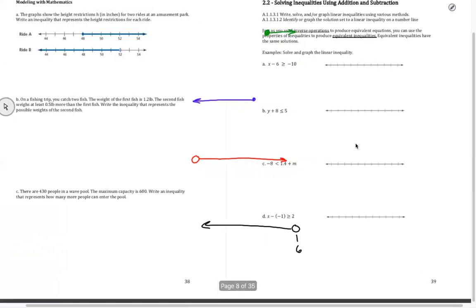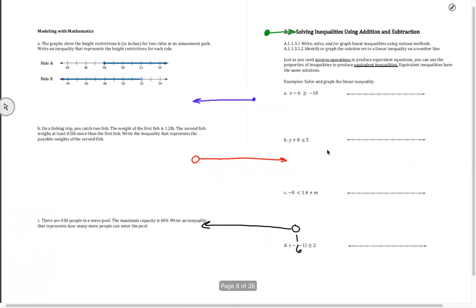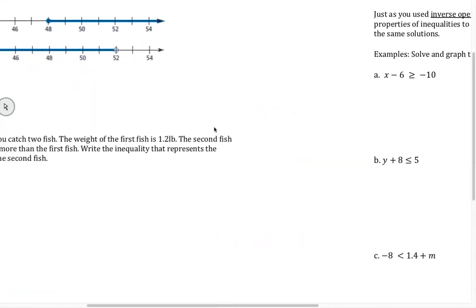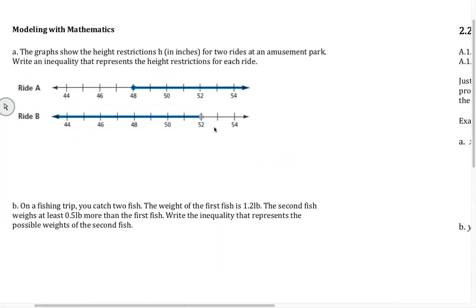All right, let's get through these problems and then we're done. Modeling with mathematics. All right. The graph shows the height restrictions, h in inches, for 2 rides in an amusement park. Write an inequality that represents the height restrictions for each ride.